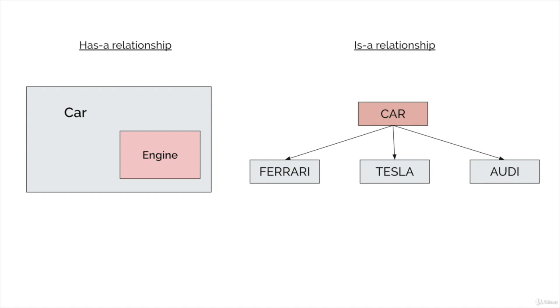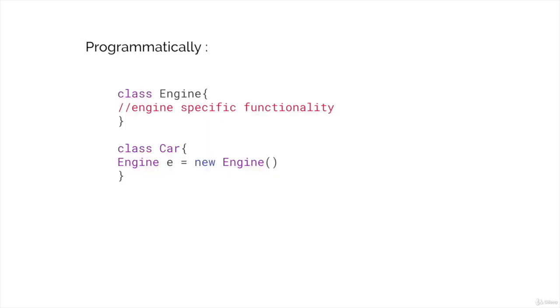This diagram perfectly represents it. Here you can see that the engine is within the car, but Ferrari, Tesla, and Audi are types of cars. So this is the has-a relationship. Now there is no particular keyword to implement the has-a relationship. We saw how we can implement the is-a relationship using the extends keyword, but to implement the has-a relationship we don't have any keyword.